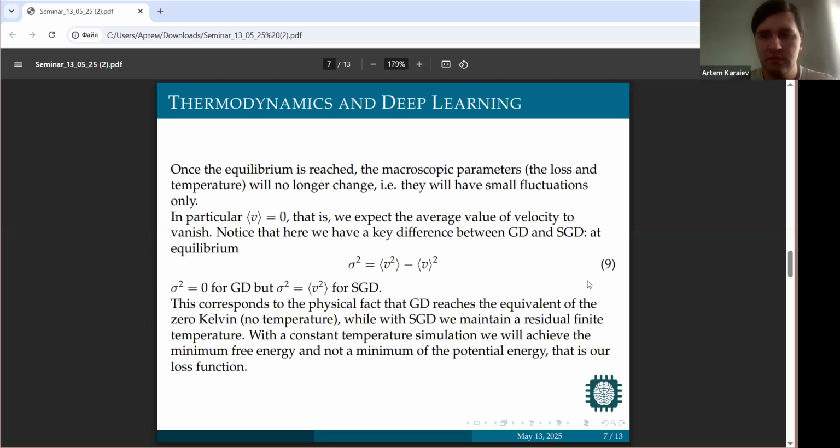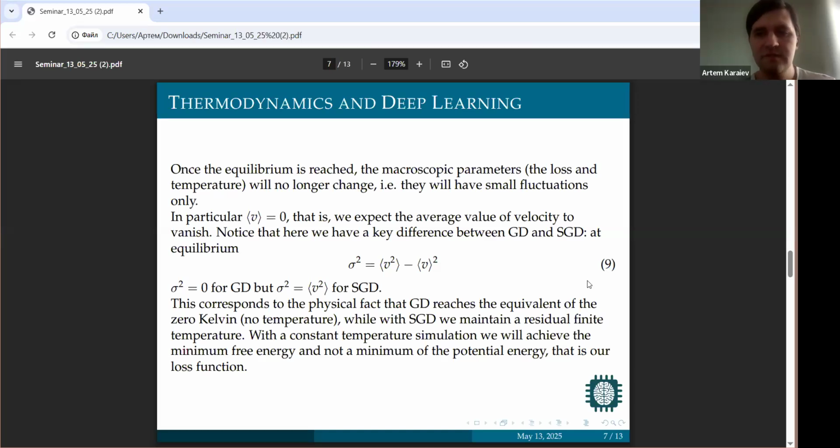For example, the average value of velocity will be equal to 0, and the ninth equation shows us the principal difference between gradient descent and stochastic gradient descent. In gradient descent, we come to the minimum of the loss function, and then there will not be any motion at the equilibrium point. There will be fluctuation also for the mean value of v squared. But for stochastic gradient descent, when we use averaging over many random batches, we will have this non-zero mean value of squared velocity.